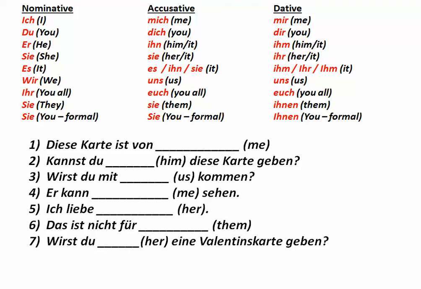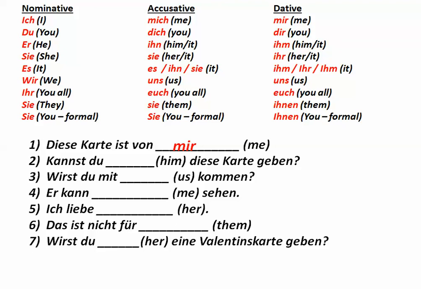Diese Karte ist von. Von is a dative preposition. That's why it's very important that you learn which prepositions are always dative, which are always accusative, and which ones can be either. Diese Karte ist von mir. You wouldn't say, diese Karte ist von mich.